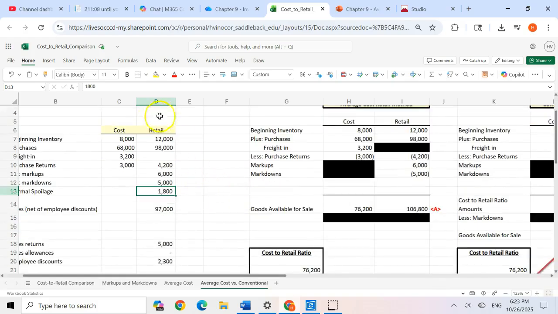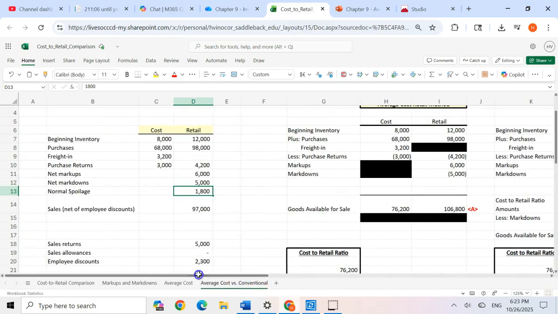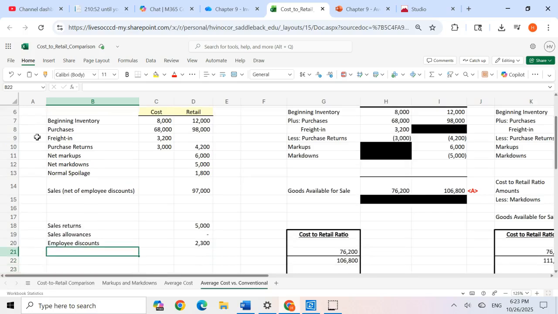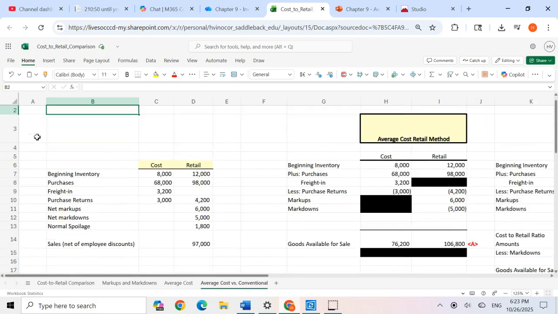So here's an example, and we have just a company, and we're given this information. We're given our beginning inventory, purchases, freight in, purchase returns, net markups, net markdowns, normal spoilage, sales, and a bunch of other things. So we're going to go through these one by one, and we're going to calculate first the average cost retail method, which we went through in a separate video, and then the conventional method.